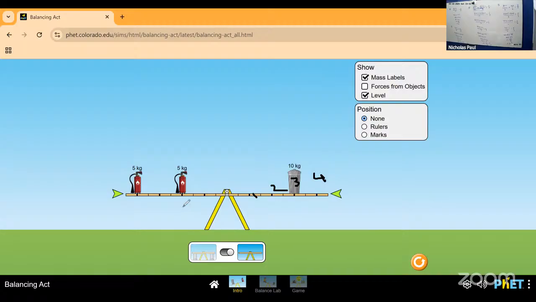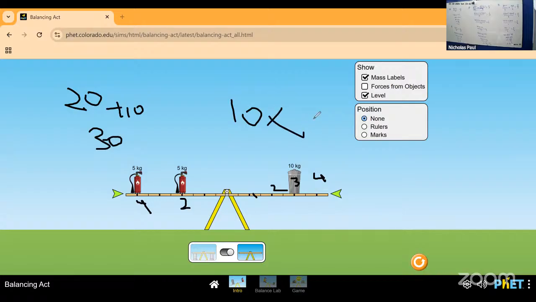Let's pretend each of these lines is 1, right? So let's see. I'm using these numbers for now. Ignore the forces, right? So 5 by 4, that's how much? 20. Here's 4, right? And here's 2. 5 by 2 is what? 10. 20 plus 10 is 30. Let's check out the right side now. Here's 10, and it's on the third mark. 10 by 3 is 30. So both of them are equal.